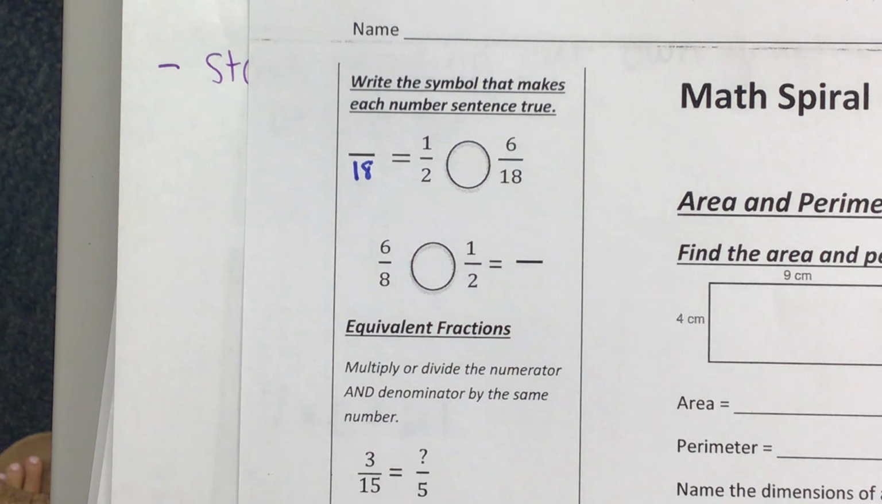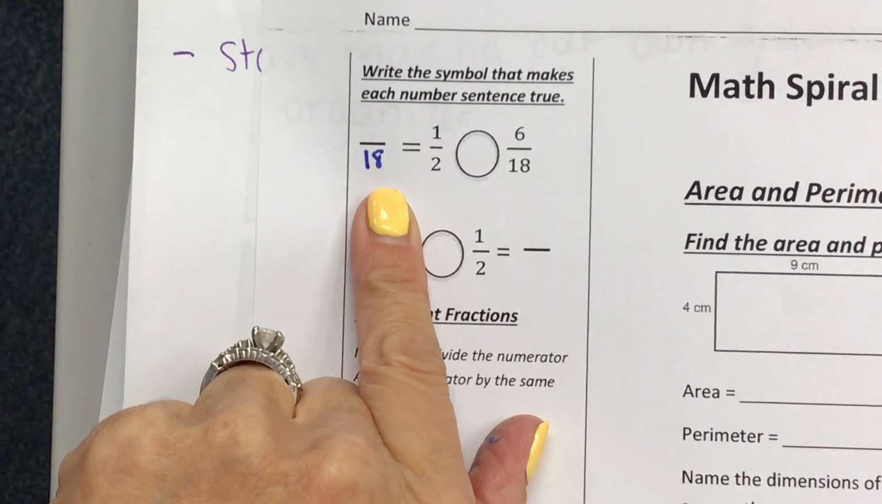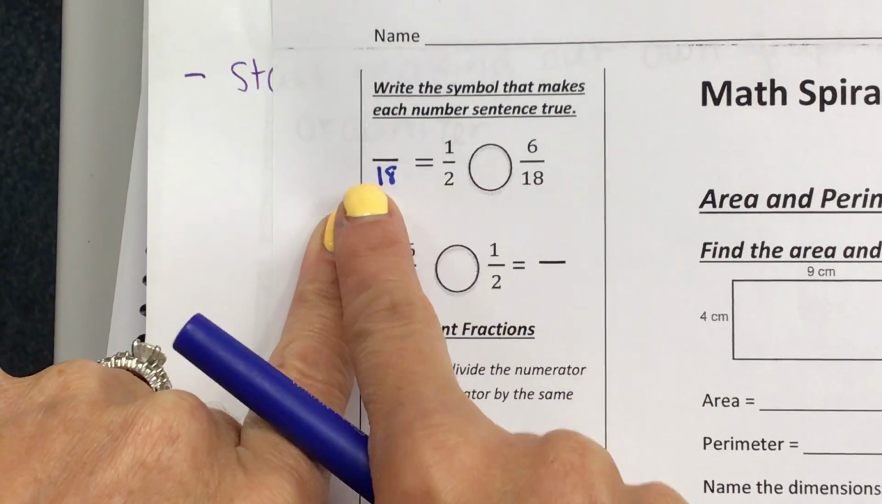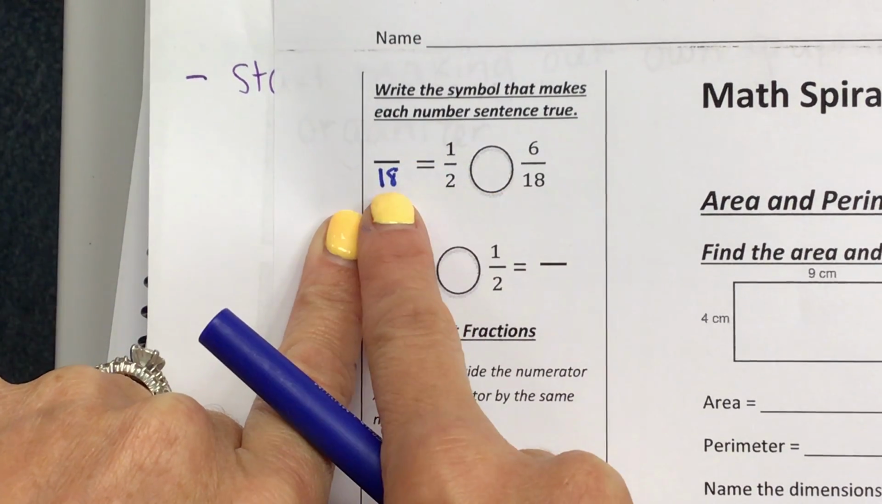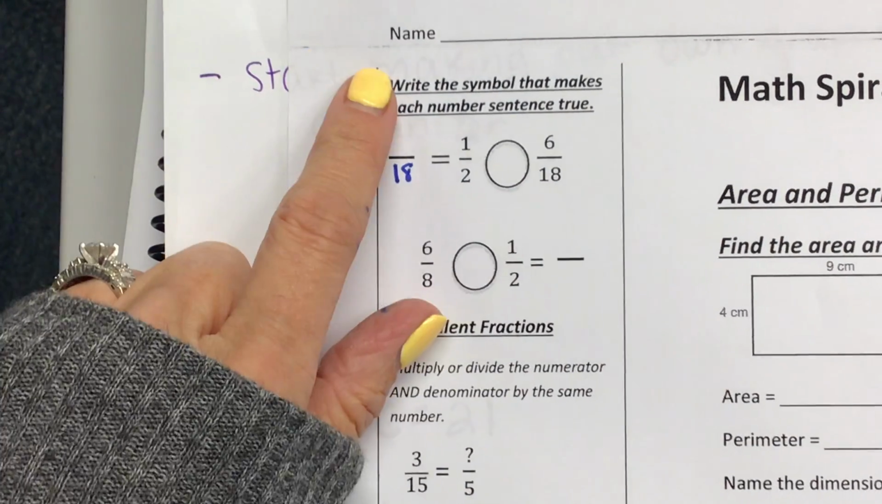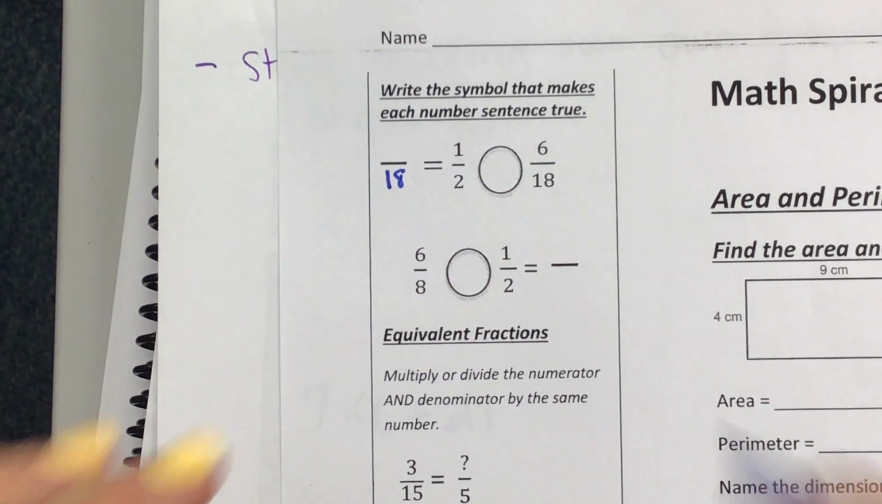Ready? To find an equivalent fraction, multiply or divide the numerator and denominator by the same number. So if I want an equivalent fraction to 1/2, and I need my denominator to be 18, 2 times what equals 18? Everyone should be able to answer that. 2 times what equals 18? 9. So then I need to multiply my numerator times 9.